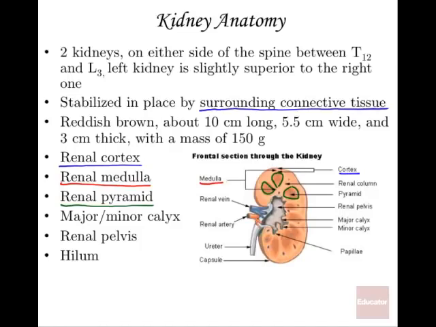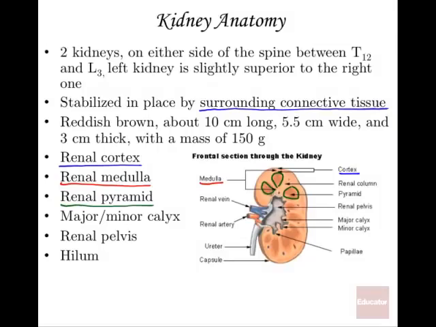And this is, of course, a cross-section, a frontal section or coronal section through a kidney. From the outside, you would not see the pyramids or the medulla, so you'd have to cut into it to see them. And then you have these two areas. They're each calyces or calyxes, major and minor.